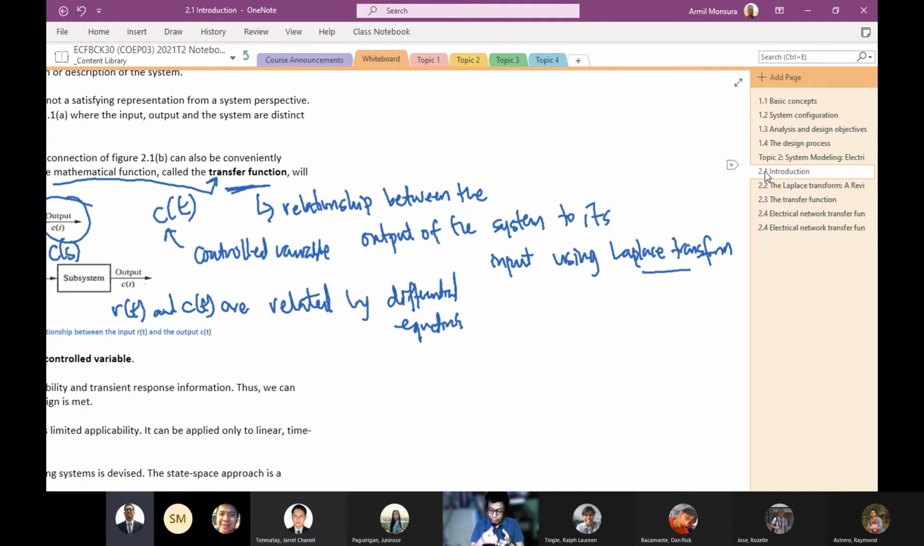Pero if you would remember, isa sa mga magandang benefit that we were able to get from your Laplace transform is that it actually made operations that require the use of calculus into operations that are reduced to algebraic equations or algebraic operations. Kumbaga, instead of magka-calculus tayo, magde-derivative tayo, mag-integrate tayo, these operations can actually be performed using multiplications and divisions instead.